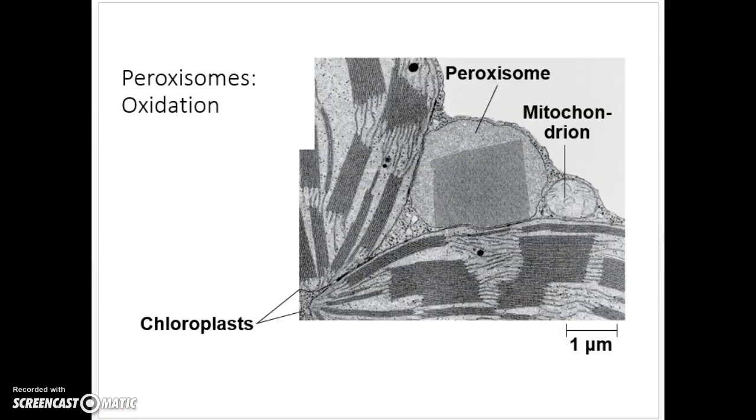Another type of phagocytic vesicle is a peroxisome. So these are very specialized as well. They produce hydrogen peroxide and convert it to water. So peroxisomes are where you would find the enzyme catalase. Catalase needs to be within the peroxisome in order to break down the hydrogen peroxide. And so peroxisomes are very important.